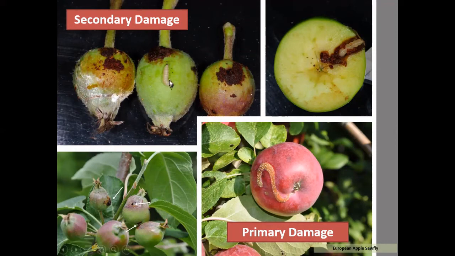Secondary damage, however, occurs when the larva is able to move through the fruitlets within the cluster. And so you have these entry-exit holes as it moves around the clusters. This fruit may abort in most cases. If it does continue to grow and develop, then you'll see this feeding damage. And I'll show that in the coming slide.